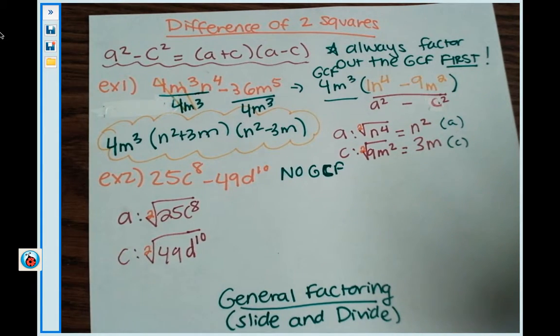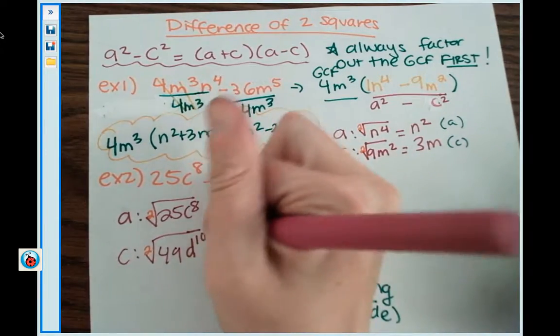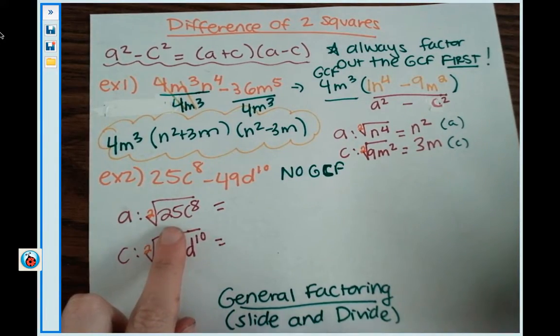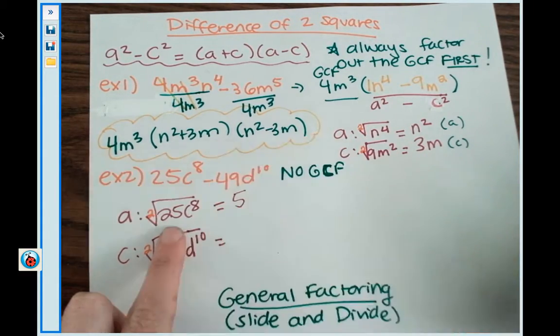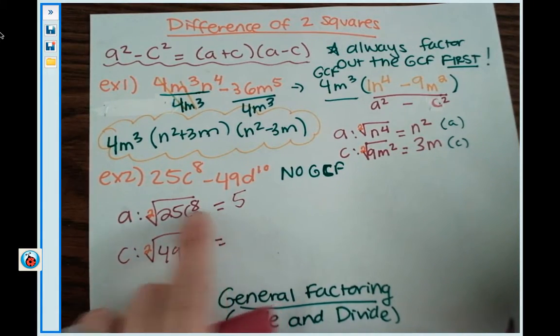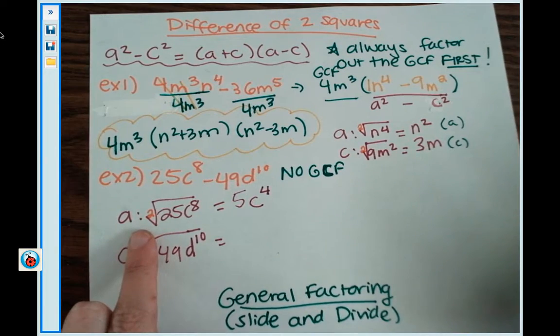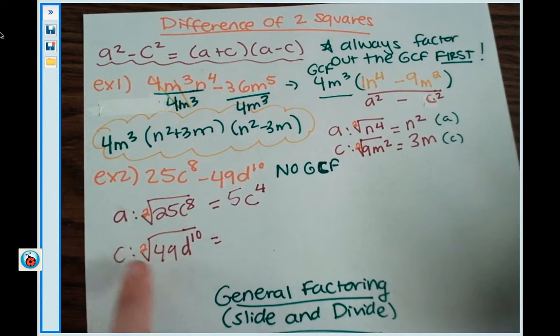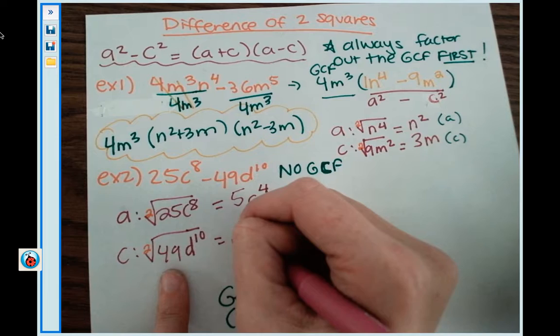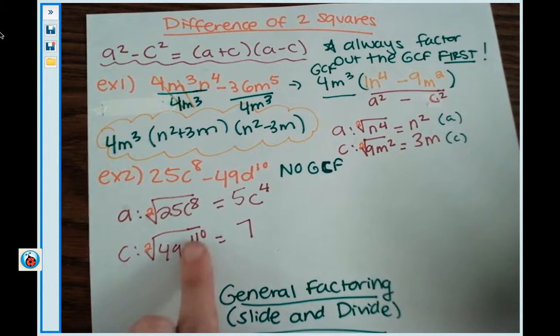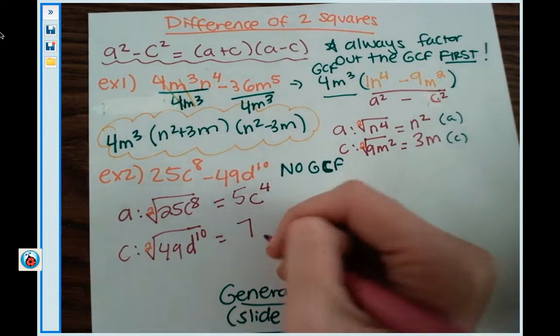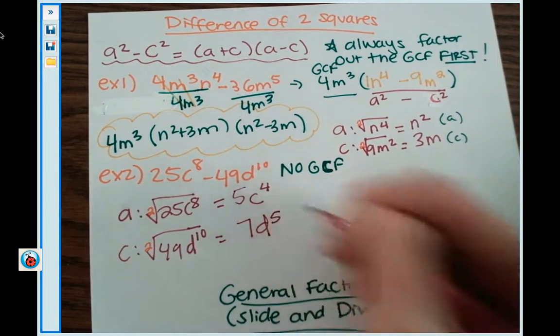Alright guys, let's do this thing. Let's take it one step at a time. So my 25, the square root of 25, what times what gives me 25? Well, that's 5. And then you take the exponent and divide it by the index. So 8 divided by 2 is 4. So this would be c to the 4th. So that's our a value. And then our c value, the square root of 49 is 7. And then 10 divided by 2 is 5. So this would be d to the 5th.